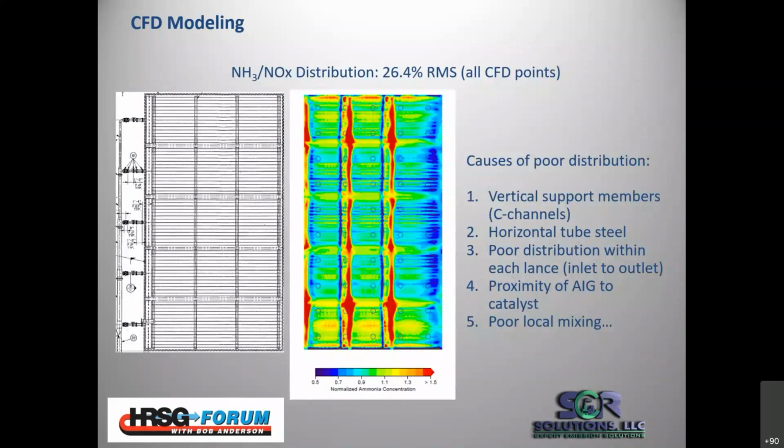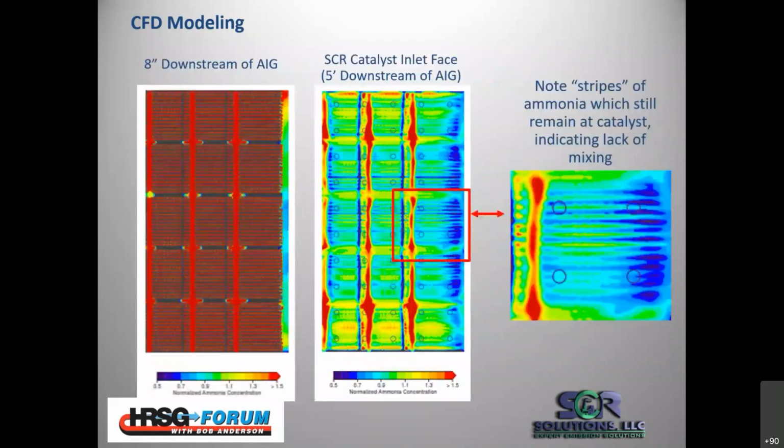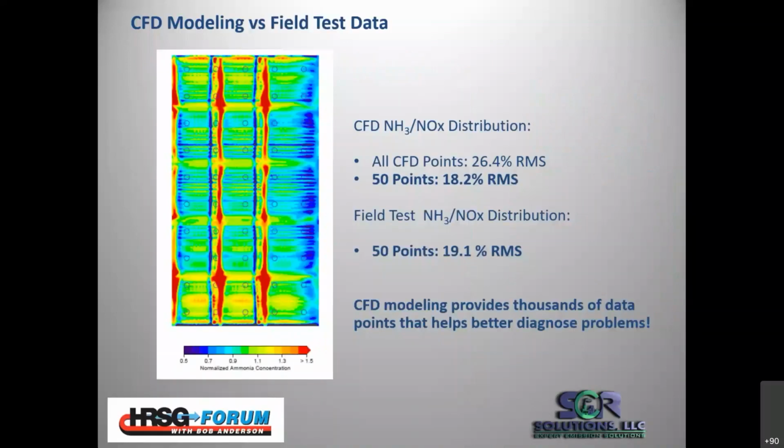And also that same sort of ripple effect that I mentioned before, same thing. There was just no or very limited local mixing. Plus the AIG was very close to the catalyst. It was only 5 feet away. So there was just a compound of bad stuff going on that created some poor distribution.